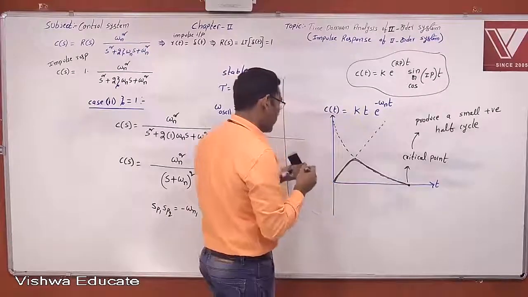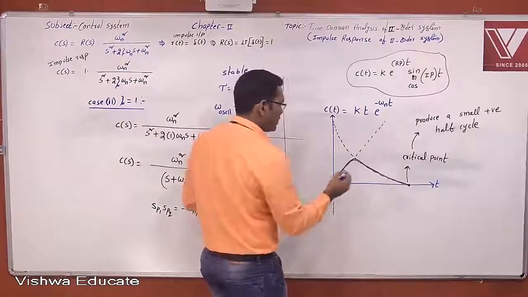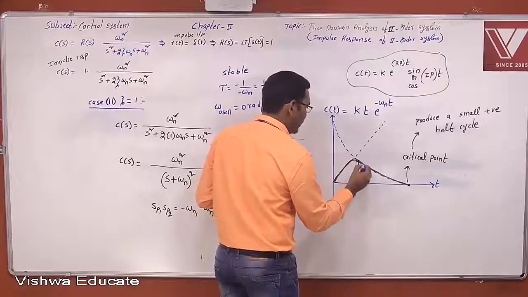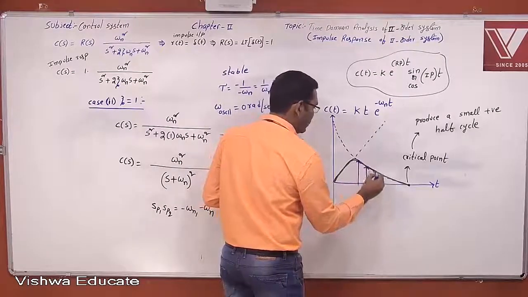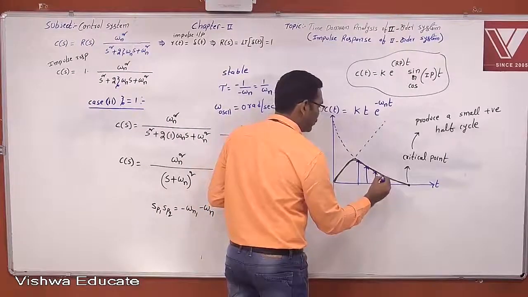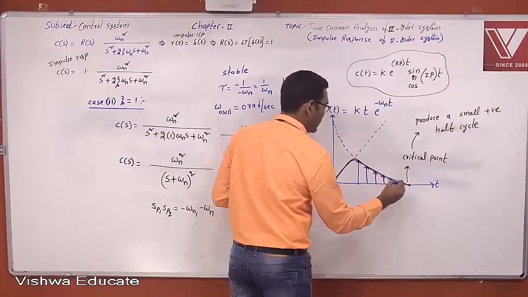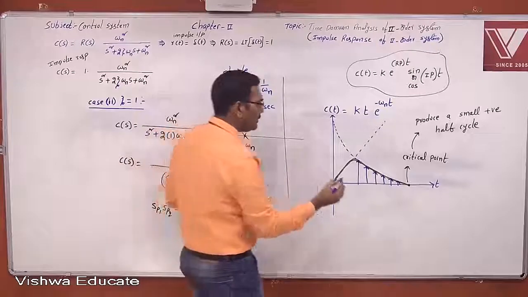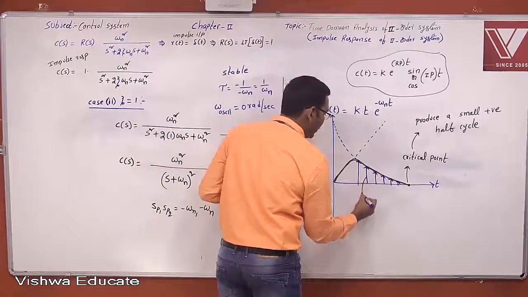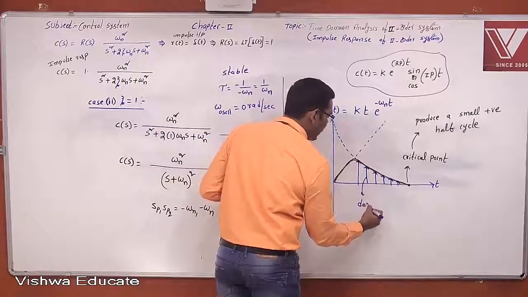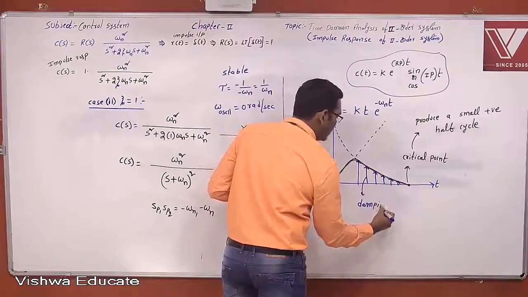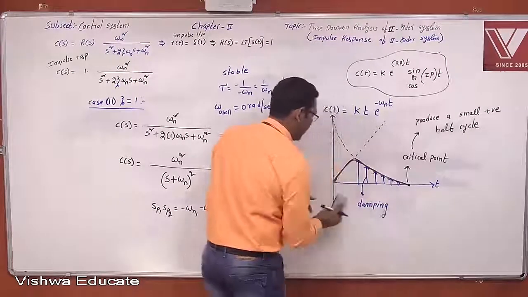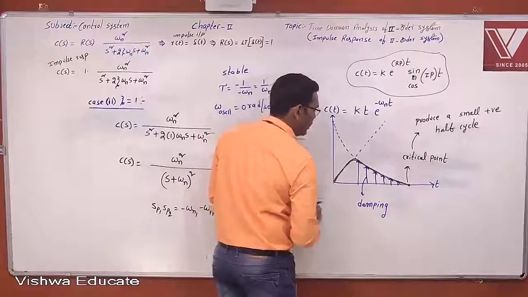And what about the amplitudes? As time increases, are the amplitudes increasing or decreasing? Sir, in the starting the amplitudes are increasing. I am not asking about the starting, I am asking about t tends to infinity. When t tends to infinity, the amplitudes are decreasing, therefore this is called damping. Decreasing the amplitude is called damping.